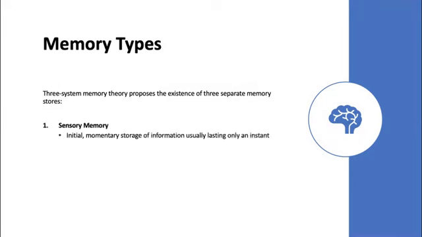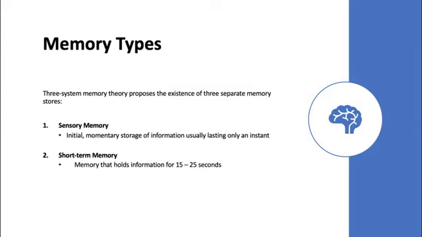So, the first storage system in this theory is the sensory memory. This is the initial or momentary storage of information. And unless this information passes on into the short term memory storage, then these memories will be lost forever. So, sensory memories are very fleeting, they're very quick, and if they aren't transferred to short term memory, they're immediately forgotten.